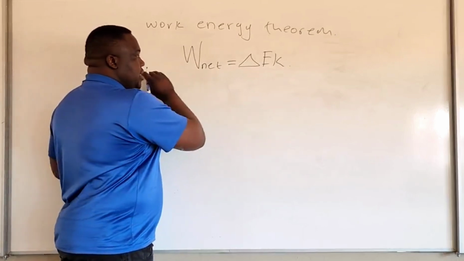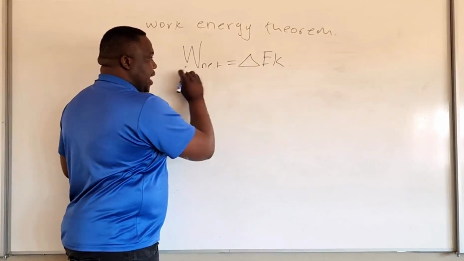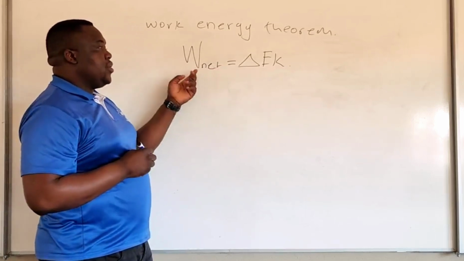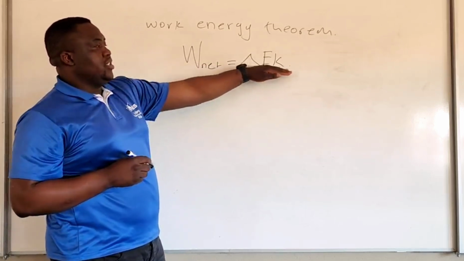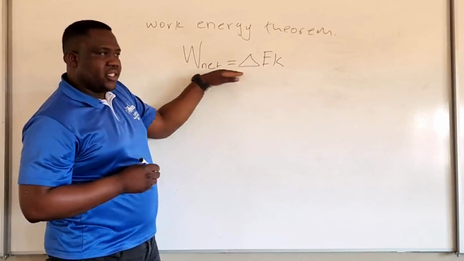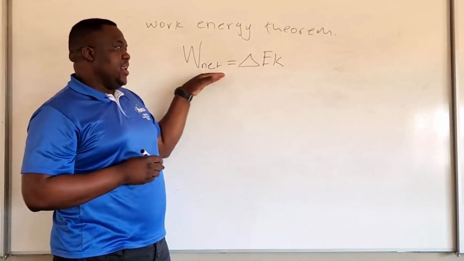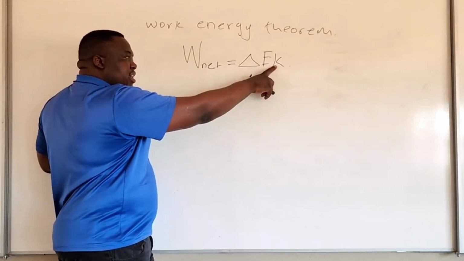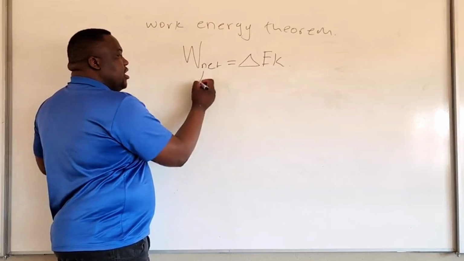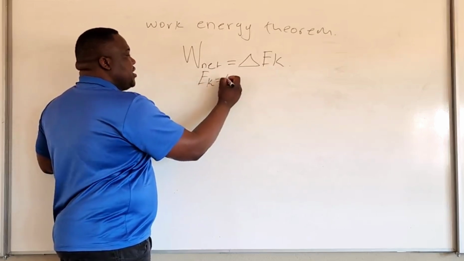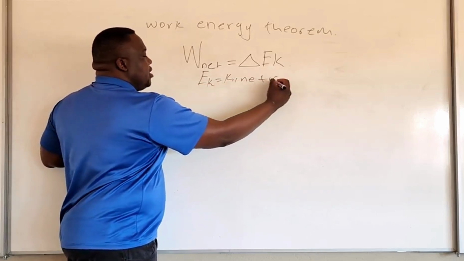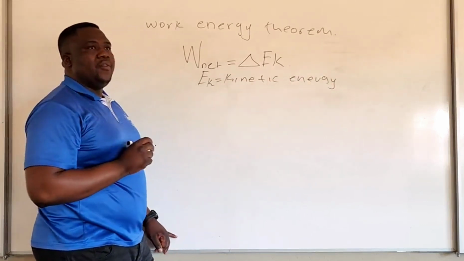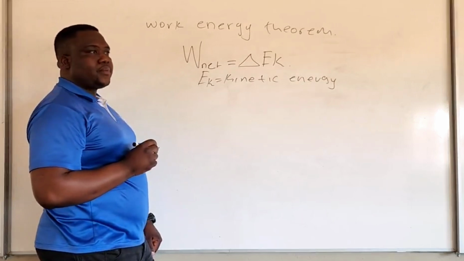So let me explain. For the work energy theorem, you just write this formula as it is. You must not leave anything out. This is the change in EK. EK represents the kinetic energy, which we usually call the energy of movement.